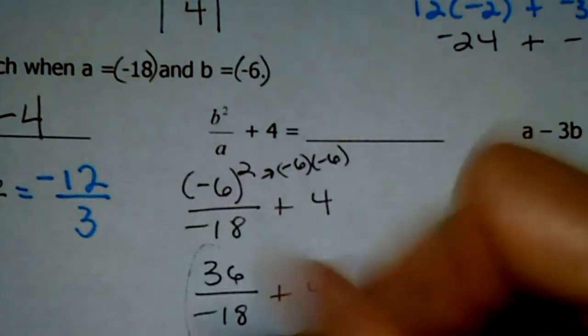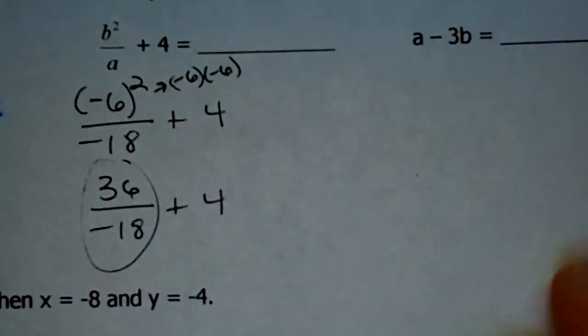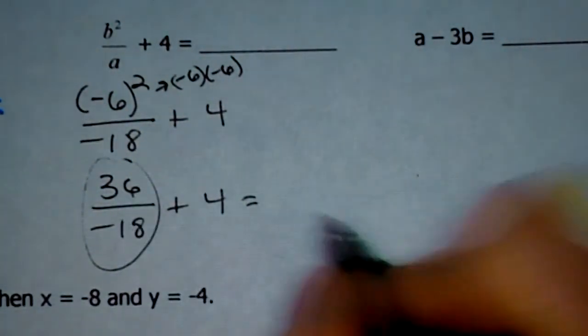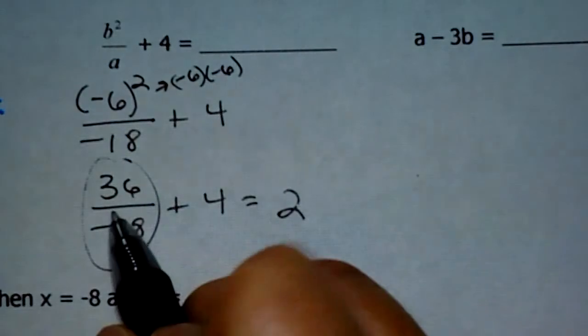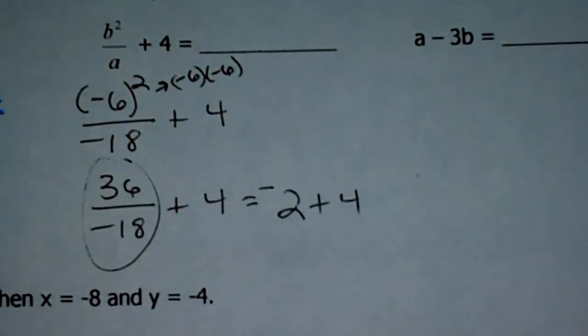This is division. Division happens before you add. So when you take 36 divided by negative 18, 18 goes into 36 twice. When you divide, you have one of each. It's negative, and I still have plus 4. Negative 2 plus 4, that's 2.